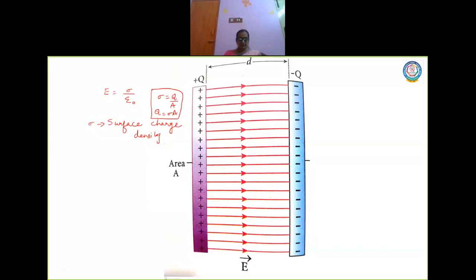So the electric field between two infinite parallel plates is given as E equals sigma by epsilon naught, and the electric field is said to be uniform inside two parallel plates. Okay, now I will write this formula: E equals sigma by epsilon naught, by substituting the value of sigma to be Q by A.